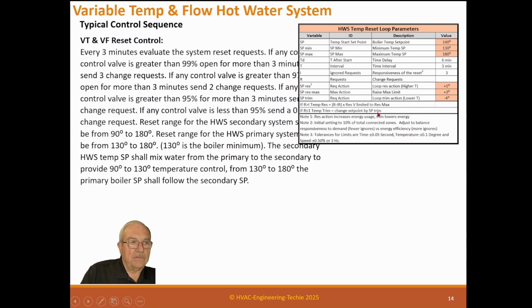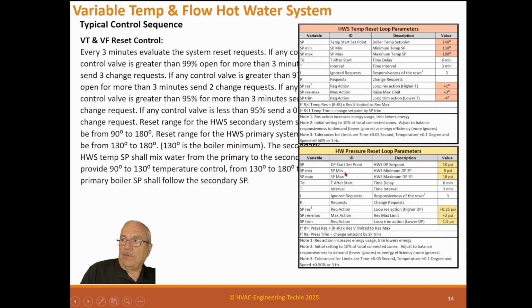Basically, this one goes down to 90 though, so it can go down to 90 for that. Reset temperature are plus 1, plus 3, minus 4, so it's the same as the other one, and the reset criteria is the same. Then we have a new one now, it's hot water pressure reset loop.